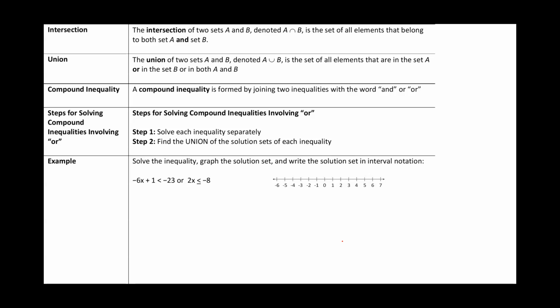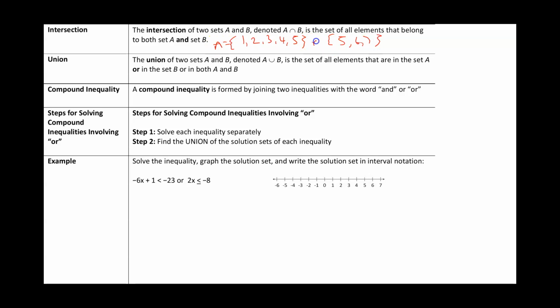Now let's talk about an intersection and a union. The intersection of two sets, denoted by A intersection B, where the symbol represents intersection, is a set of all elements that belong to both set A and set B. So quick example. Let's say set A is 1, 2, 3, 4, and 5. Set B is 5, 6, and 7.